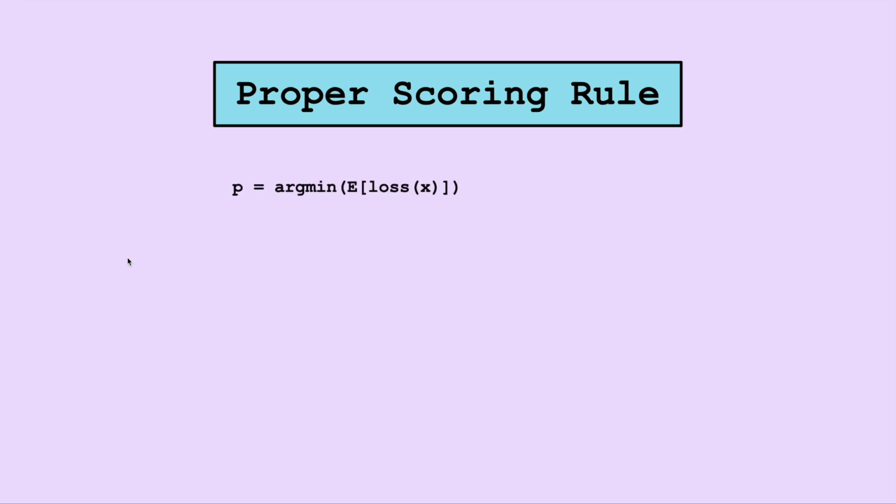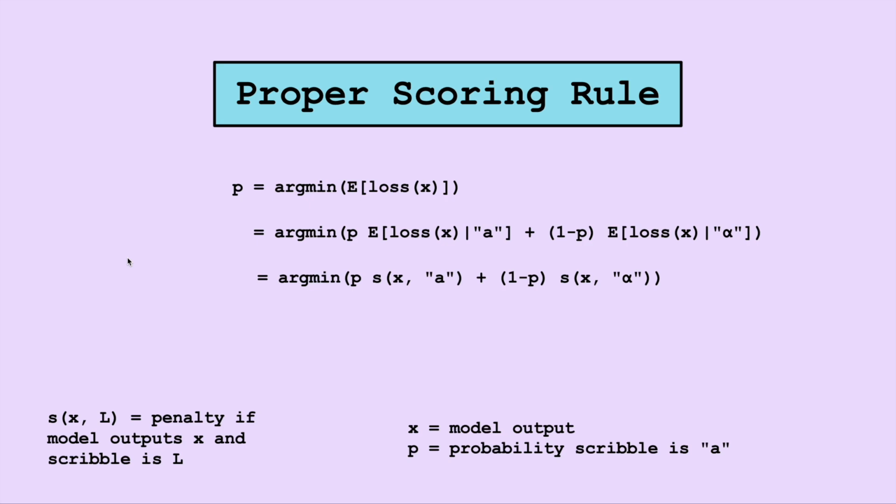Mathematically, if X is the output of a model, that looks like this, where S of X and A is the penalty we give to the model if its output is X and the scribble is labeled A, and S of X and alpha is the penalty if its output is X and the scribble was labeled alpha. One example of a proper scoring rule is log loss, which is very commonly used for classification problems.